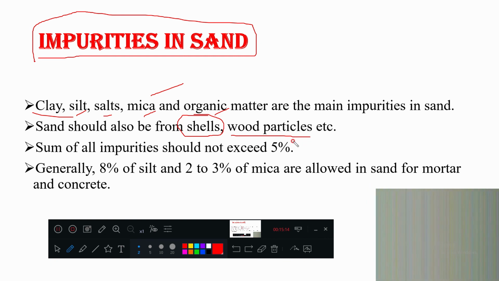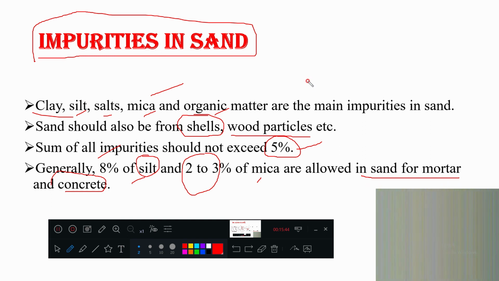Generally, there is a limit. If less than 5% impurities are there, then you can use it, but it should not exceed 5%. And for silt you can have up to an 8% limit, for mica 2 to 3%, when that sand is used for mortar and concrete. What is going to happen if the silt content is more or the mica content is more?